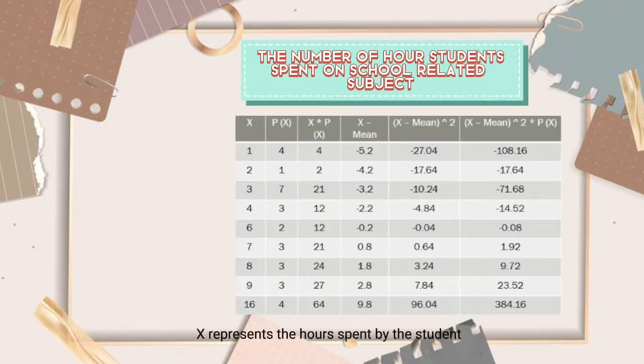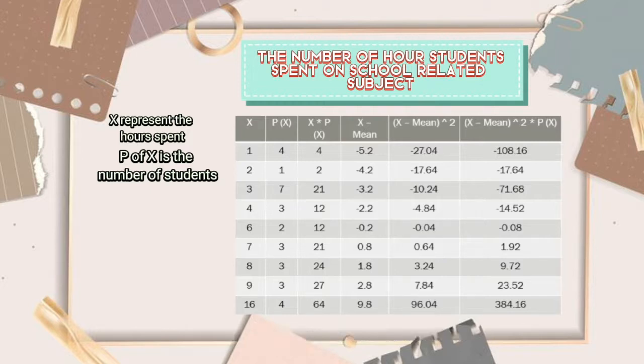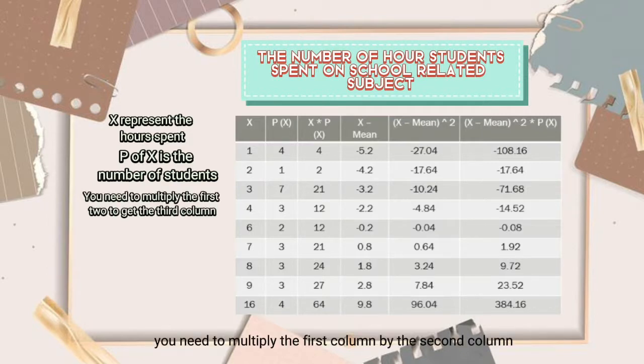X represents the hours spent by the student, while P of X is the number of students for each number of hours spent on school-related subjects. To get the value of the third column, you multiply the first column by the second column: 1 times 4, 2 times 1, 3 times 7, and so on. Then you can get the value of the mean.